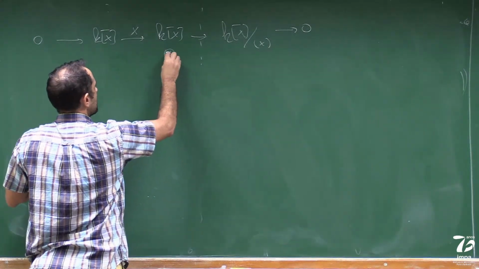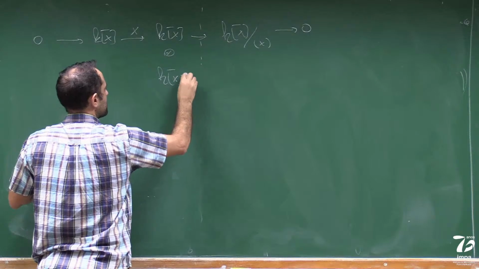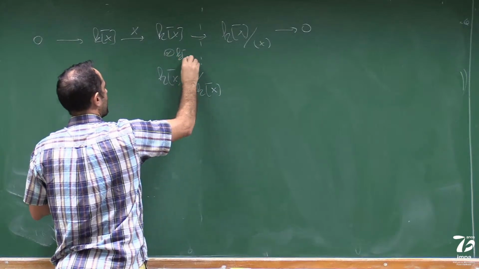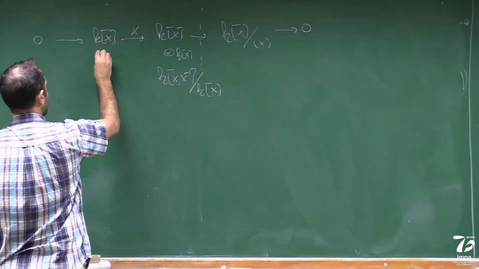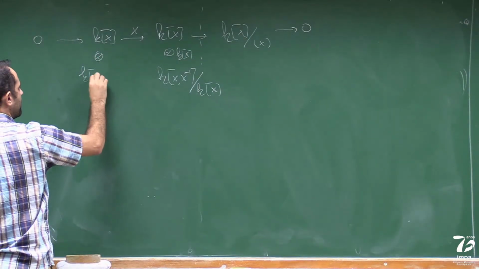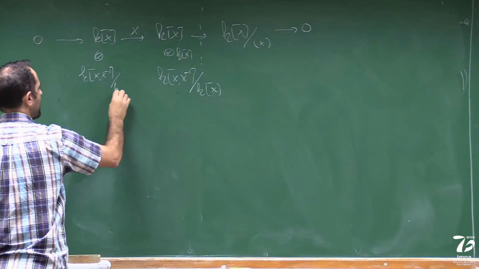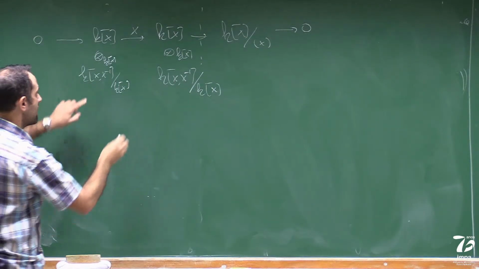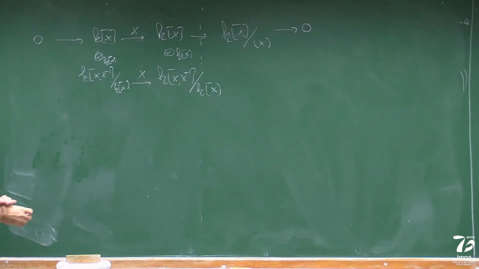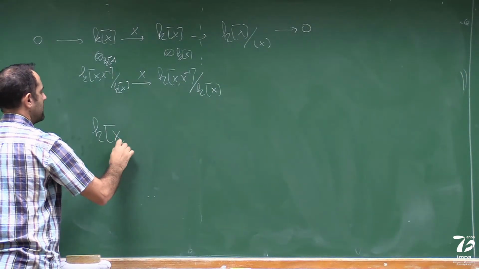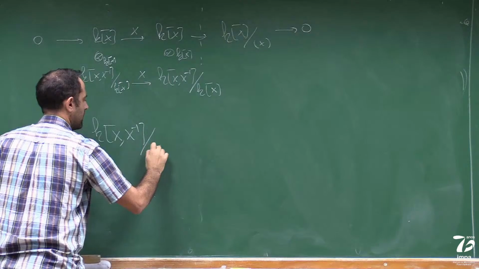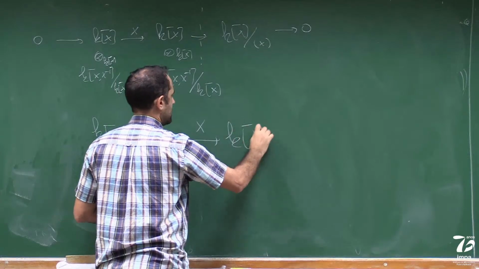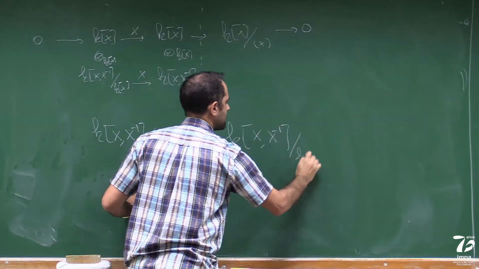So I'm going to tensor this with k of x, x inverse, divided by k of x, over k of x. So this is this guy itself. And I'm going to tensor this over k of x, x inverse, divided by k of x. And again, it's over k of x. So this guy is still the same as this. But the map here is multiplication by x. So this is delta functions, k of x. This is the map multiplication by x, and it's x inverse over k of x.